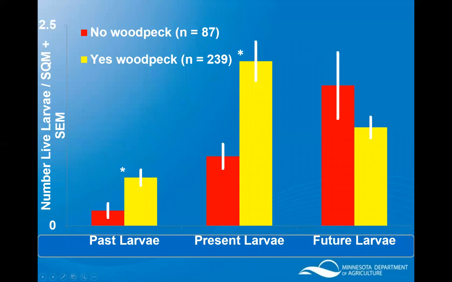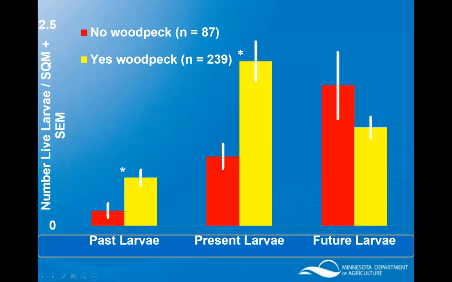And so here are our cohorts down on the x-axis. This is the past cohort. These are exit holes that we're finding. This is the present cohort. So these are late instar larvae that will emerge the next summer. And these are our small early instar larvae that would not be emerging until the summer after next. So they're on the 2-year life cycle, or they're in the first year of the 2-year life cycle at least.